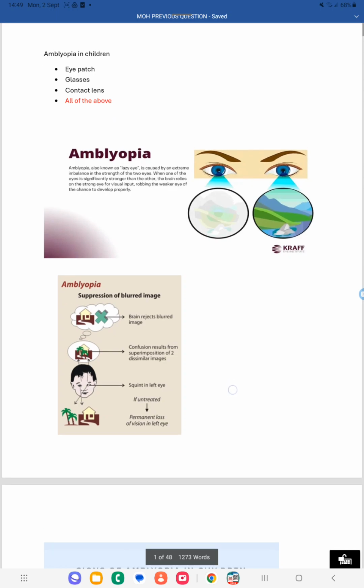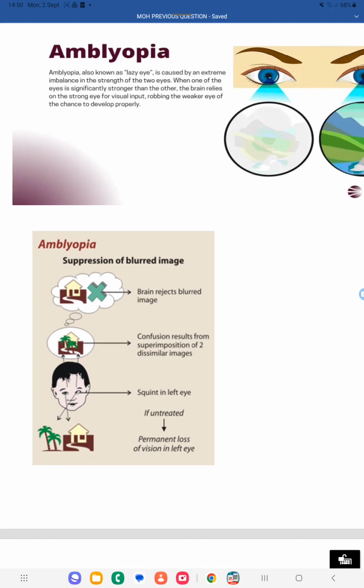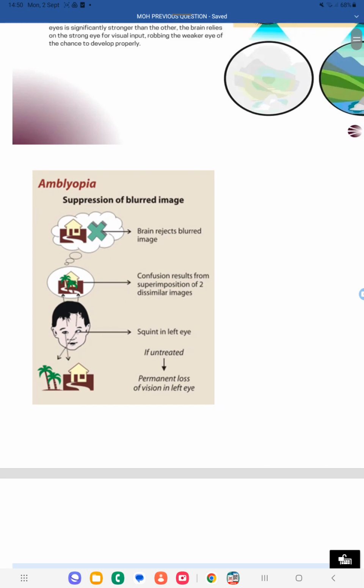Like that, confusion will arise. Because of that confusion, the brain receives only the clear images. Because of that, there will be superimposition, like another image being added onto the clear vision. There will be superimposition of two dissimilar images, and because of that the patient will get squint in one eye. If it is not treated properly, it leads to permanent loss of vision in the left eye. That condition is called amblyopia. This usually affects kids.